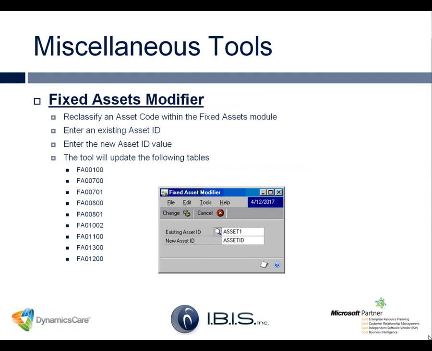All right, now we're getting into the miscellaneous tools. Fixed asset modifier is under miscellaneous tools, and this is the section where there are 3 or 4 more tools in GP 2010. This one exists in both, and this will actually just allow you to take an existing asset ID, create a new asset ID, and actually list the tables in fixed assets that get updated with this tool.